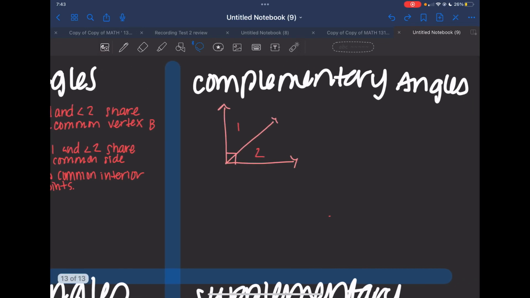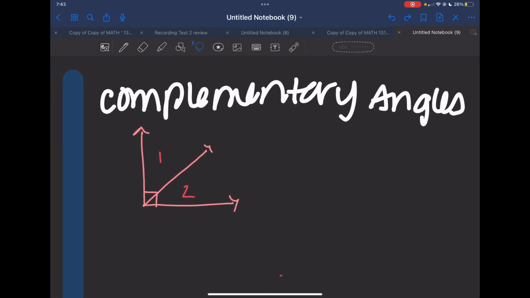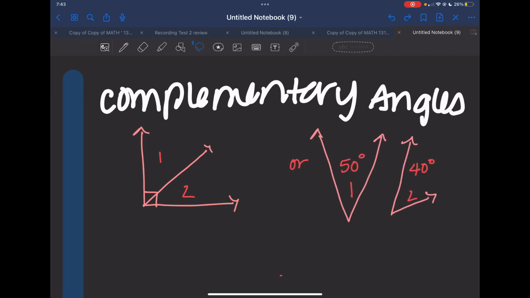Then you have what's called a complementary angle. A complementary angle is going to become a right angle. So you have angles 1 and 2 that make a right angle, which is equivalent to 90 degrees. Or you can have two separate angles, only two, that add up to 90 degrees. So in the example that's provided, angle 1 is 50 degrees, angle 2 is 40 degrees. When I add those together, I get 90.